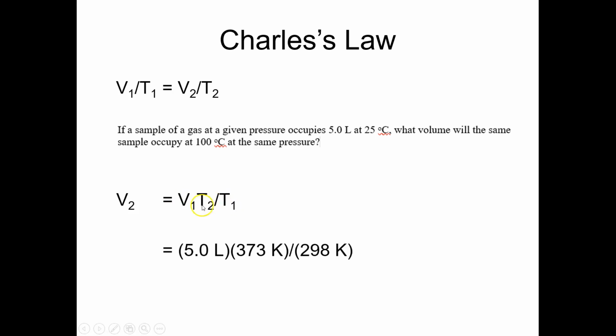Now I plug in the values. V1 is equal to 5 liters. T2 is equal to 100 degrees Celsius plus 273, 373 kelvins. T1 is 25 degrees Celsius plus 273, which is 298 kelvin. When I work this out, I get 6.3 liters. So there's a Charles's law problem.